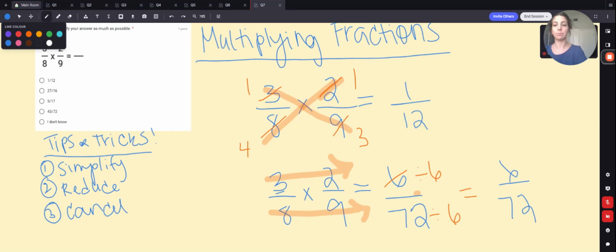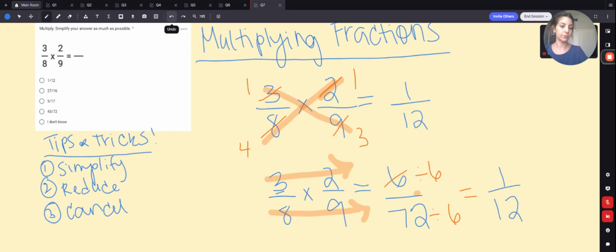Simplify before you multiply. 1/12. And we still get the same beautiful answer.